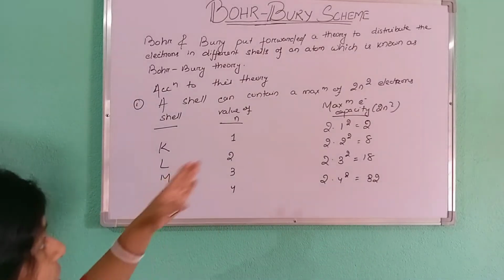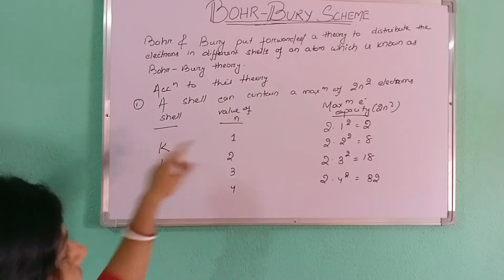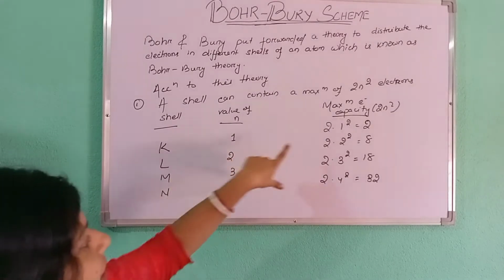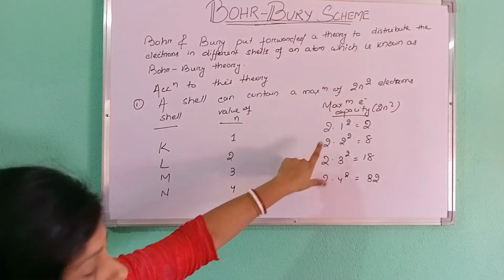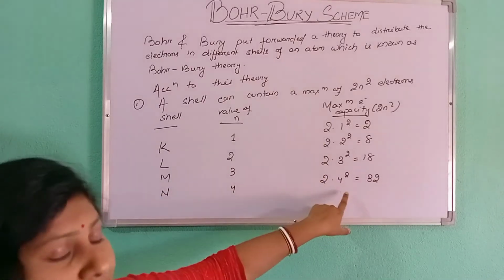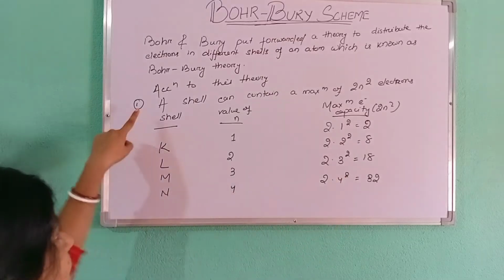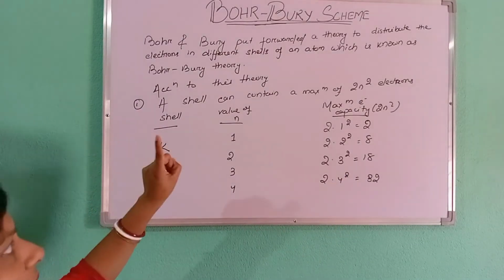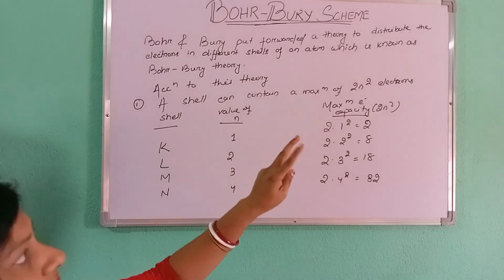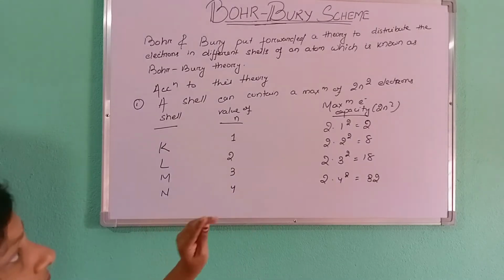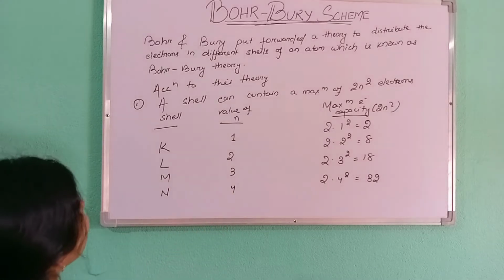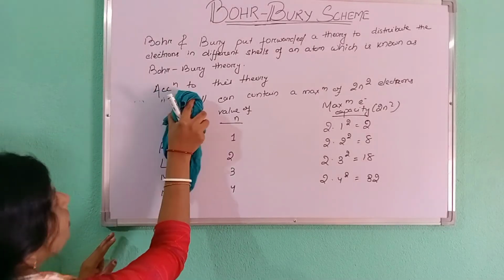So in K cell, the maximum electrons will be 2. For L cell, 8. For M cell, 18, and for N cell, 32. Clear? This is the first rule: a cell can contain a maximum of 2n square electrons. It can't exceed 2n square. Now we will move to the second rule.